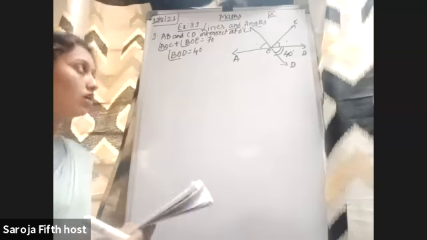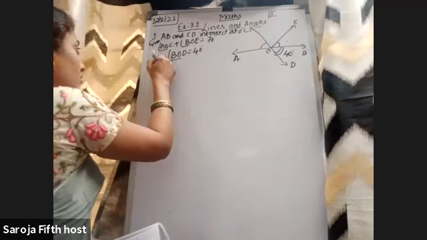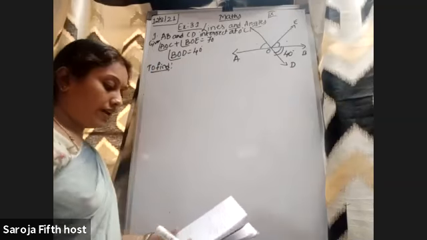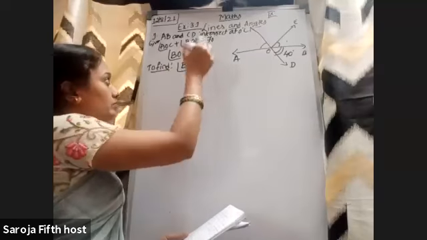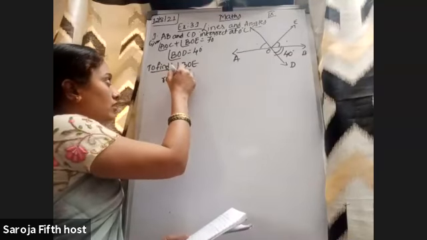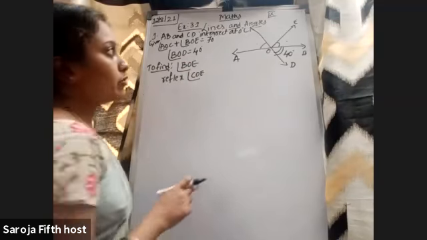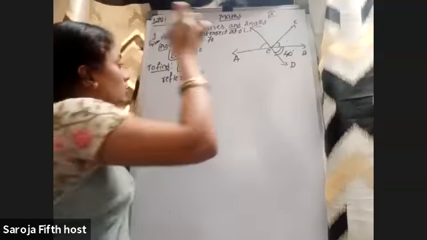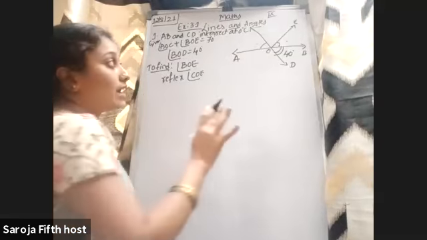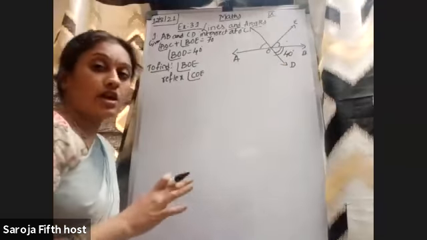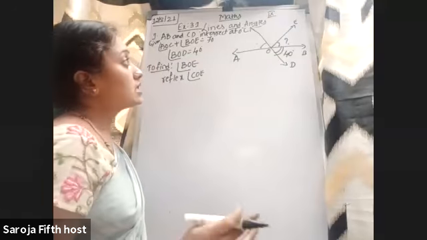Then what to find out? To find: you should find out angle BOE and the reflex angle COE. They have given the sum of these two angles as 70 degrees. We don't know how much AOC and BOE are individually.